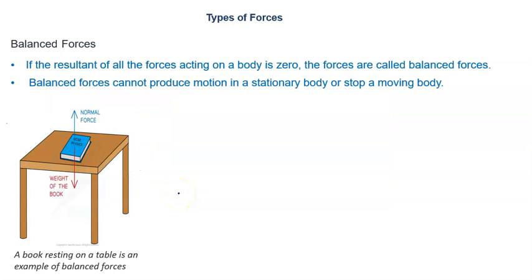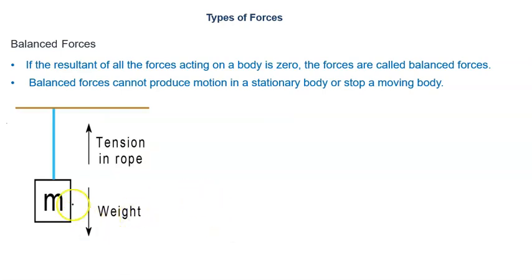Another example of a balanced force is when you put a book on the table. If we say this book is placed on the table and only one force is acting, that is the force of gravitation, the weight, mg, then definitely this book should go downward. But this book is placed on the table, it means the table is also applying a force on the book, and the force applied by the table on the book is known as the normal force. When these two forces are balanced, the book will remain on the table.